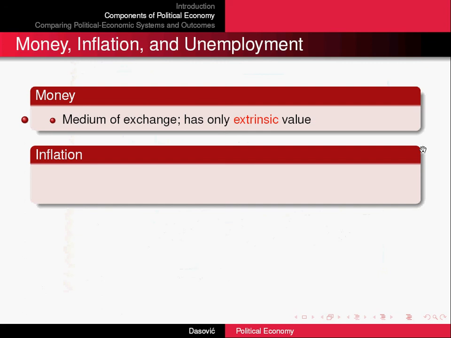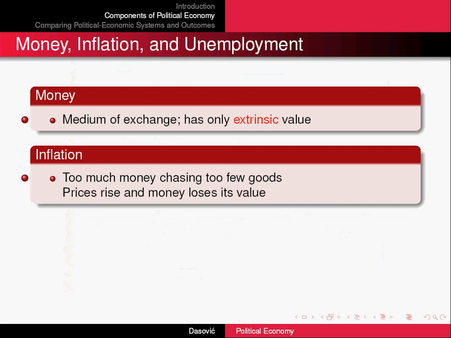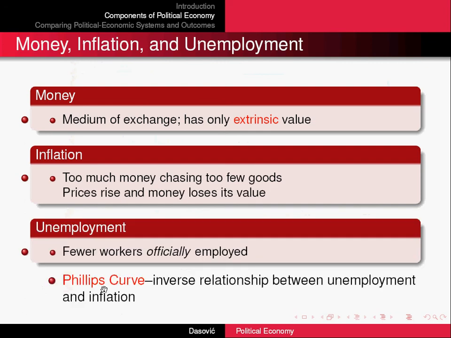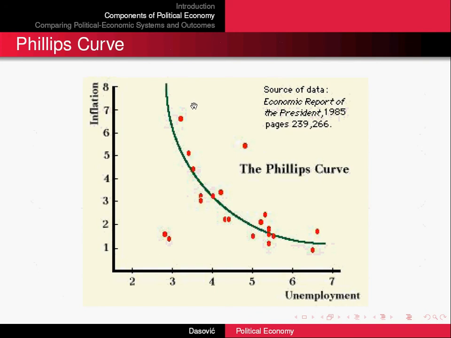Money, inflation, and unemployment. Money and inflation, we know what these are essentially. What's important about the link between inflation and unemployment is what's called the Phillips curve. For a long time, there was a belief that there's an inverse relationship between unemployment and inflation, and that different political parties and countries could choose to have either lower inflation and higher unemployment, or vice versa. So here's an example of the Phillips curve.